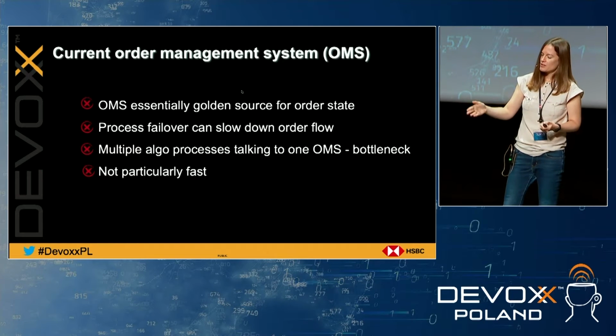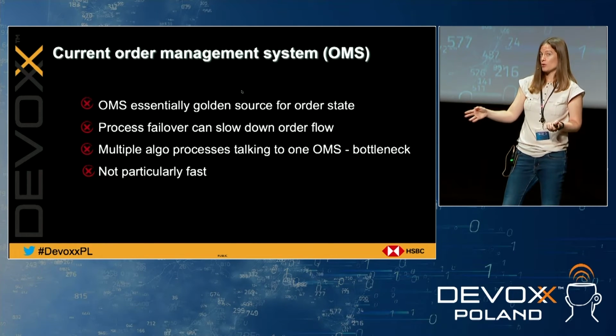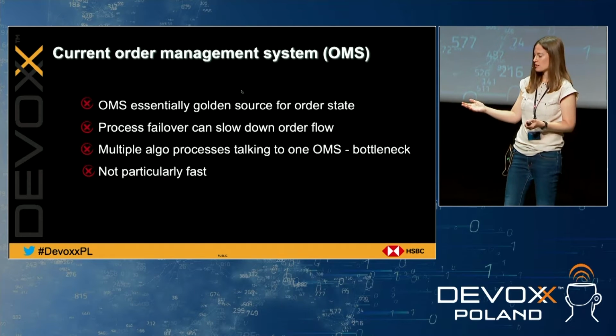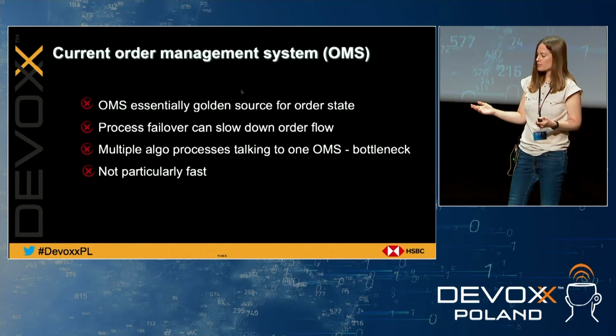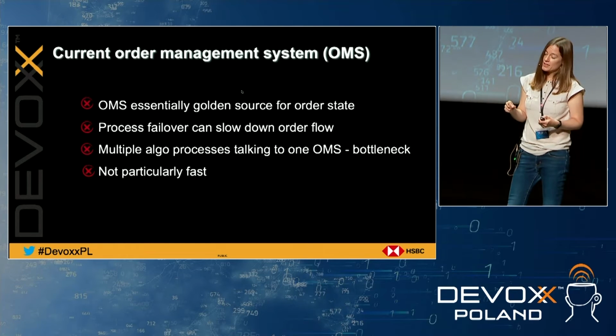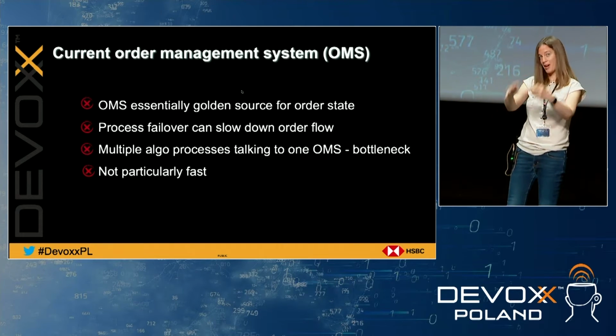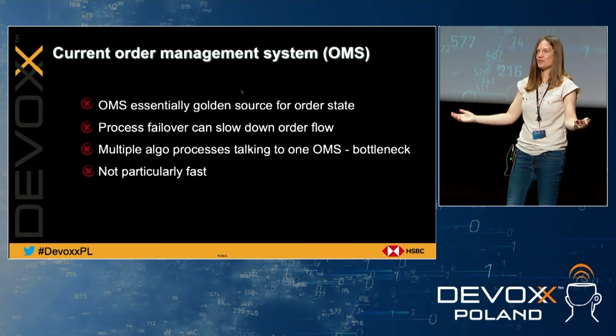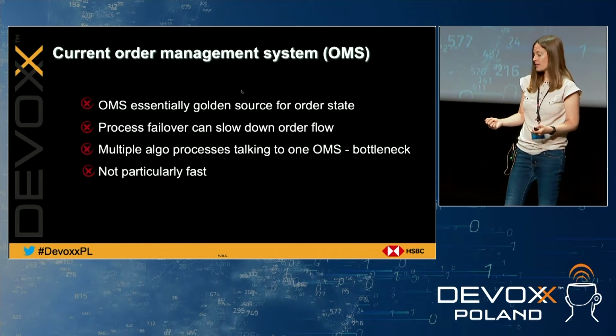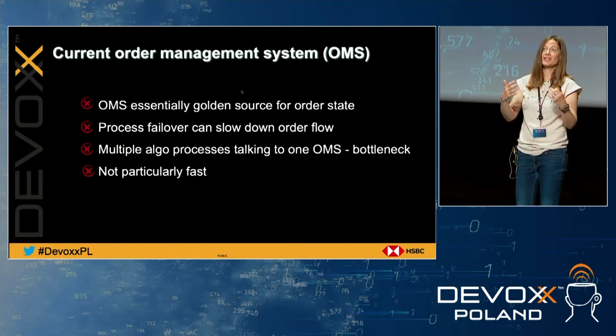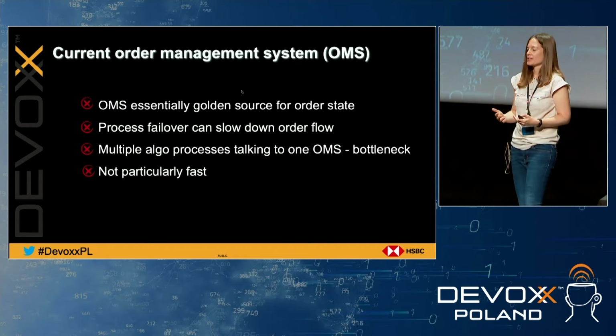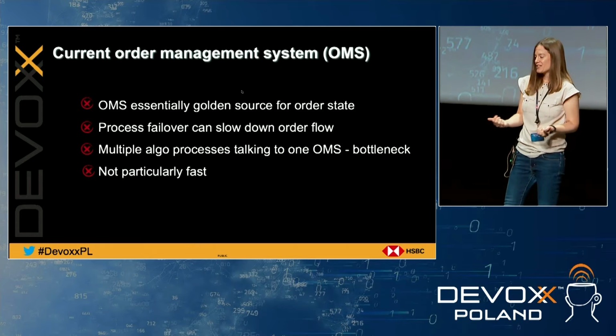We've got processes failing over that could potentially slow down order flow, which is an obvious concern if we're looking to scale further. Another thing we have by design is multiple algo processes speaking to that one primary OMS, which leads to a natural bottleneck. So there are some concerns from our business about whether we will be able to scale further with this design. And then finally, it's not particularly fast.